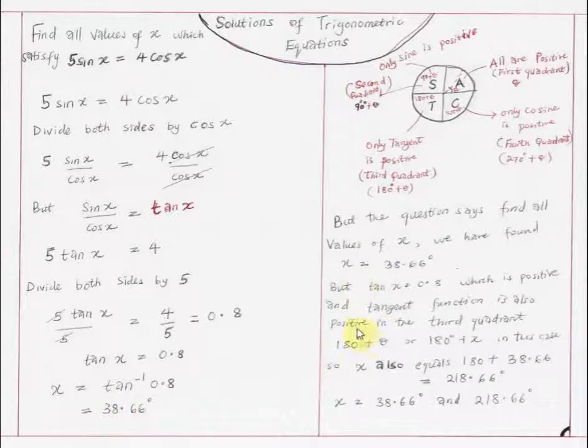So 180 plus theta, or 180 plus x, which is what we have here, so x is also equal to 180 plus 38.66 degrees. So x is equal to 218.66. So for this question, not only is x equal to 38.66, x is equal to 38.66 and 218.66.